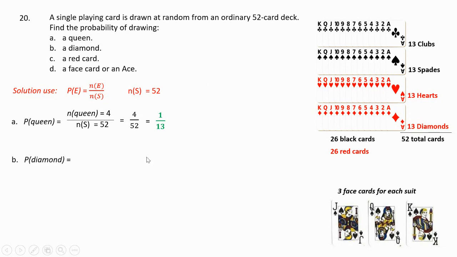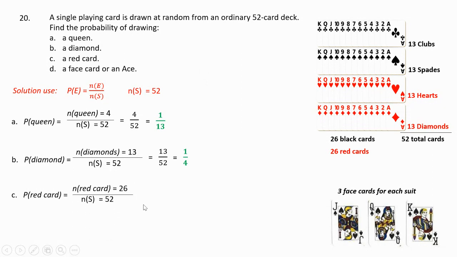For part B, the probability of drawing a diamond. How many diamonds are there? There are 13 diamonds. They're right here, all the 13 diamonds. Over the sample space, which is 52. So 13 over 52 will give us 1/4. The answer is 1/4. For part C, the probability of drawing a red card. There are 26 red cards. So 26 over 52 will give us 1/2.